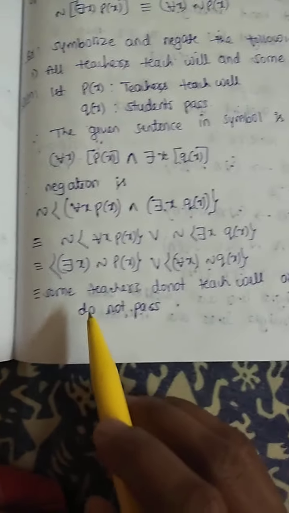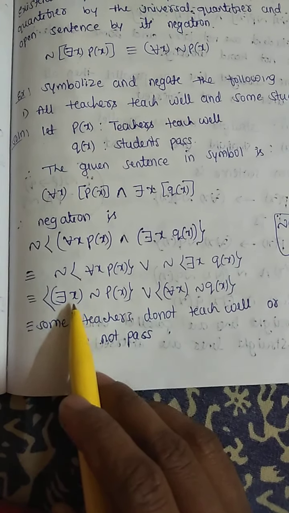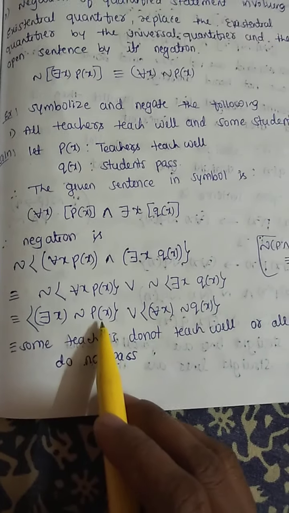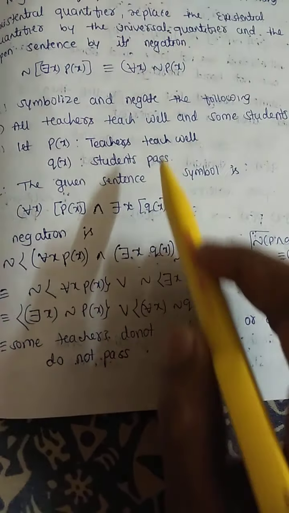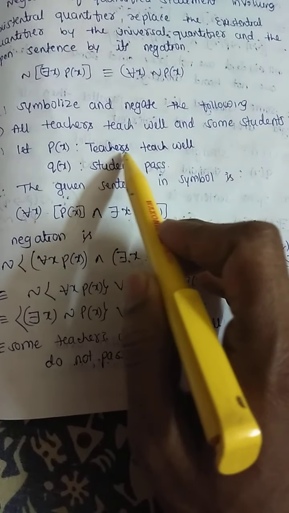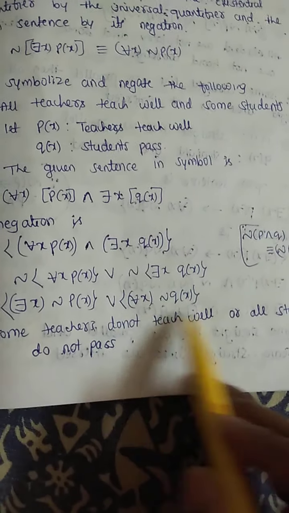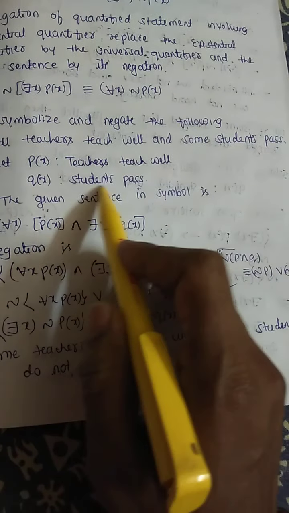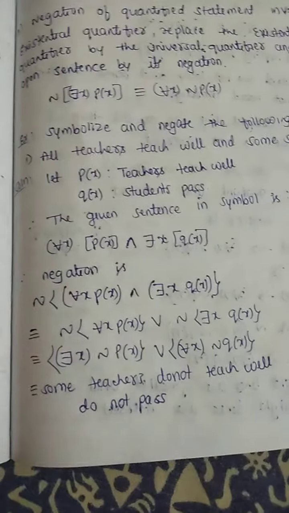In words, there exists x means some, negation of p of x. P of x is teachers teach well, negation is teachers do not teach well: some teachers do not teach well. Or, for every x means all, negation of q of x, students do not pass: all students do not pass.